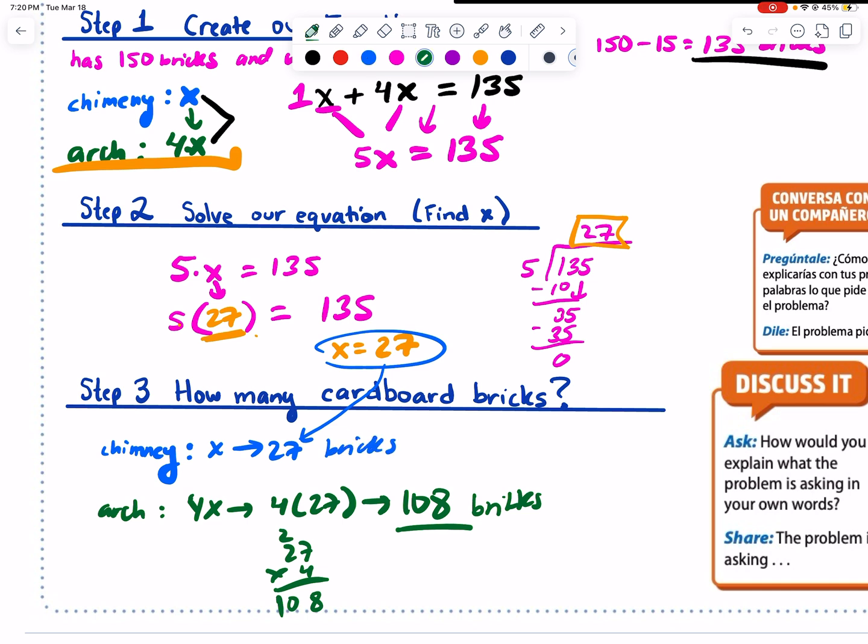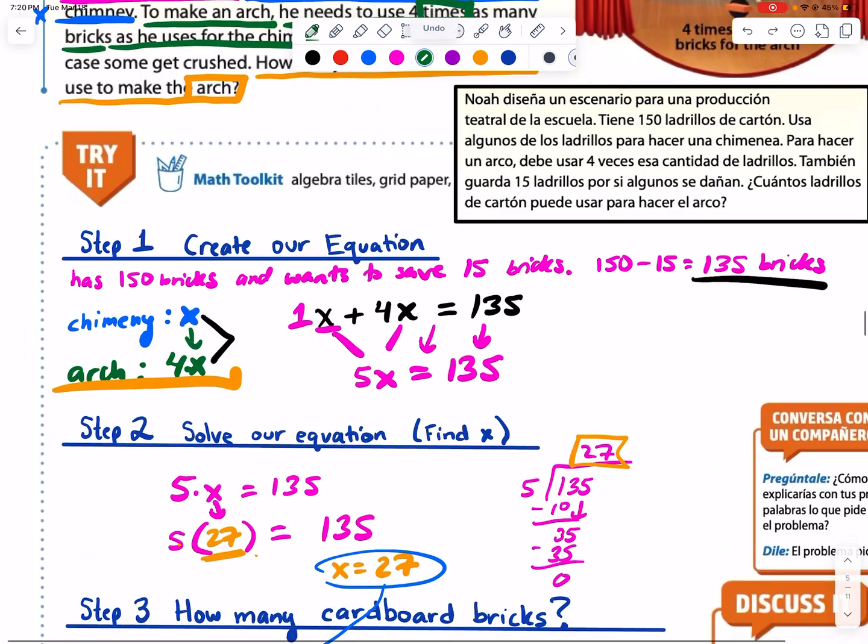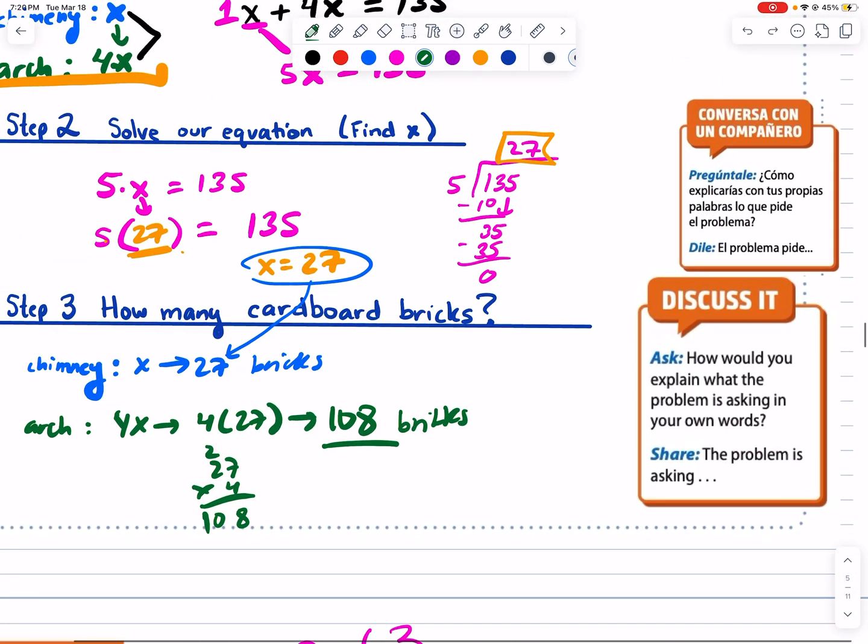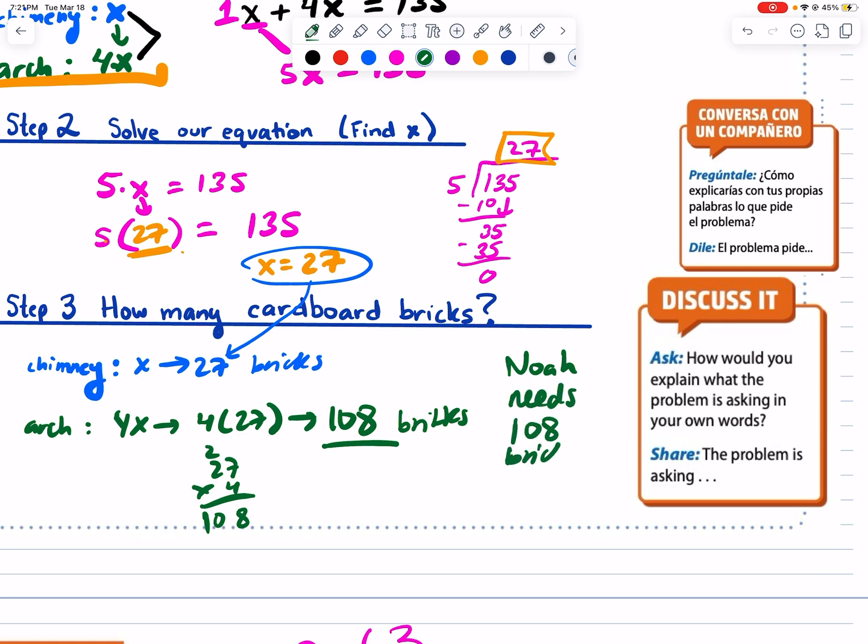Let me write it in green. What was the person's name again? Noah. Noah needs 108 bricks to make an arch. And I want a full sentence, as always.